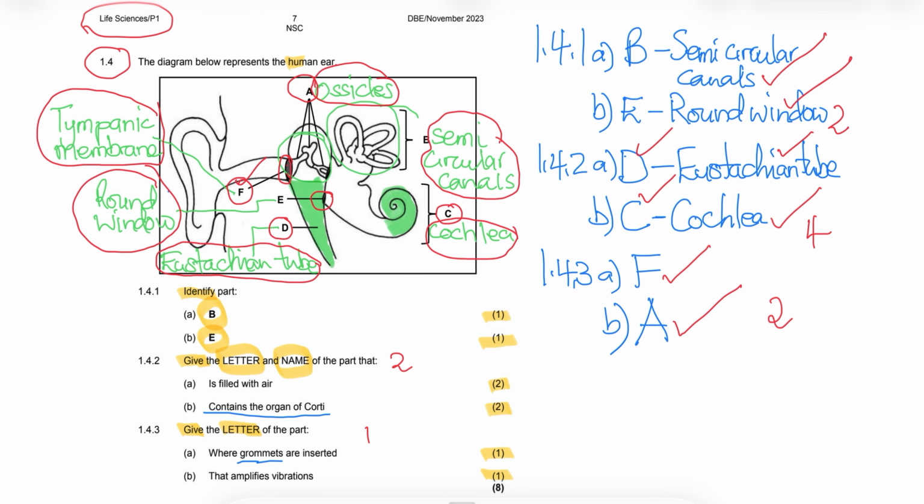There you have it. The ear, how to answer the questions, as well as the examination tips that you need for answering such a question. And guys, like I said before, this is an easy question where I would expect everybody to get 8 marks, which is the total marks here.